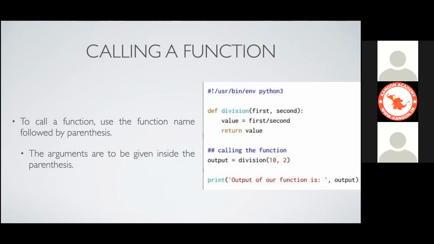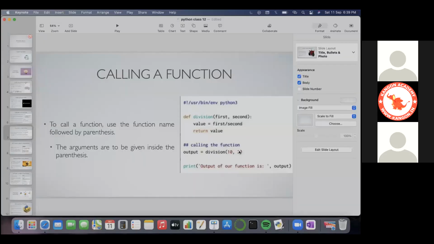So the name of the function is division. And then what you do, you write the values. Whatever you want to divide, you write the values. So 10 and 2 has been given. Now, here what will happen? The value 10 will go to first and value 2 will go to second.